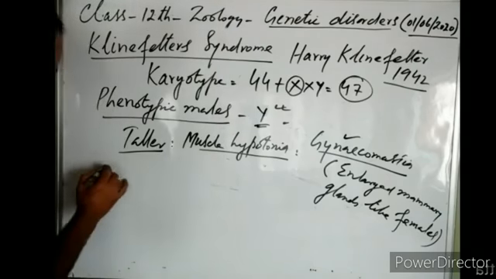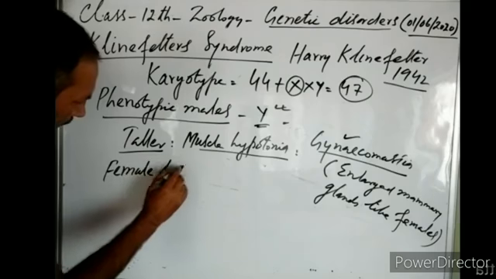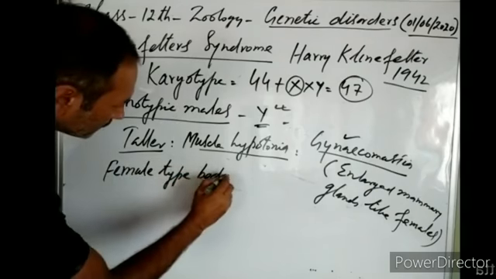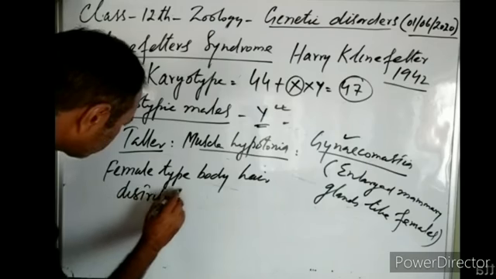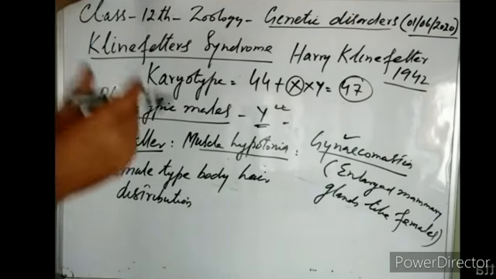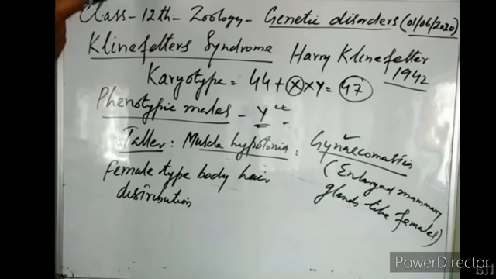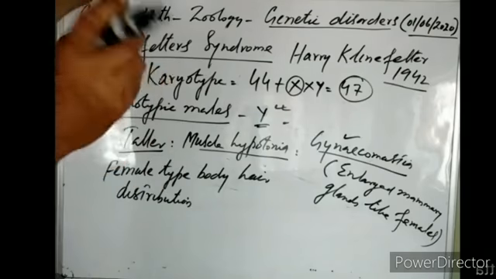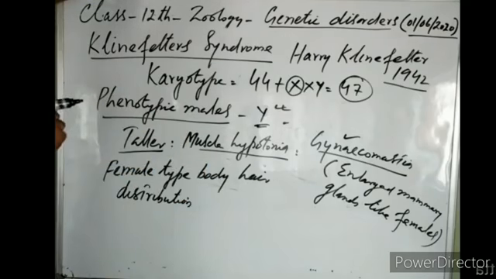They also show female type body hair distribution. You know, females don't develop beard. Females do not develop mustaches normally, right? So in these males, the mustaches are absent. Beard is absent, right? The body hair that males normally have is absent, right? So they have hair like females. We call it female type body hair distribution.